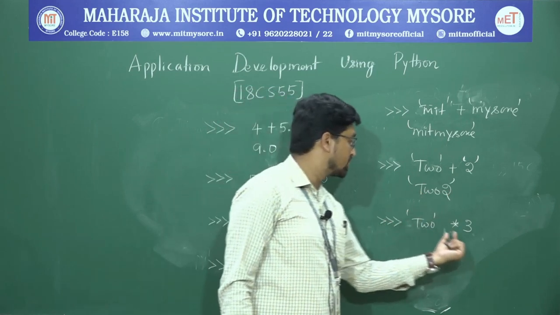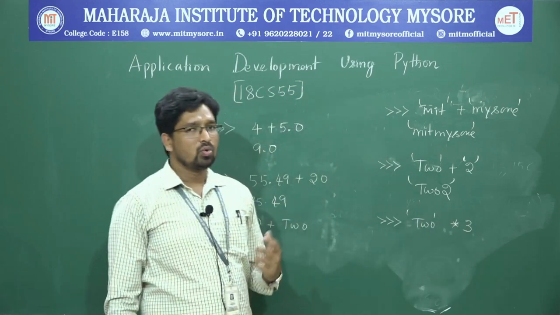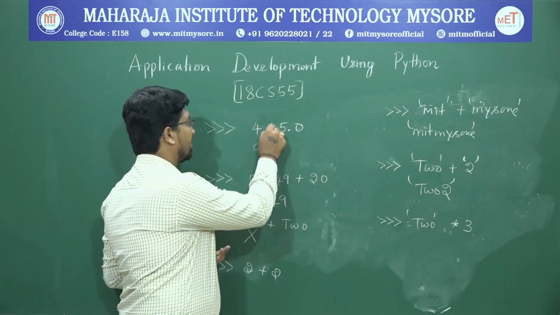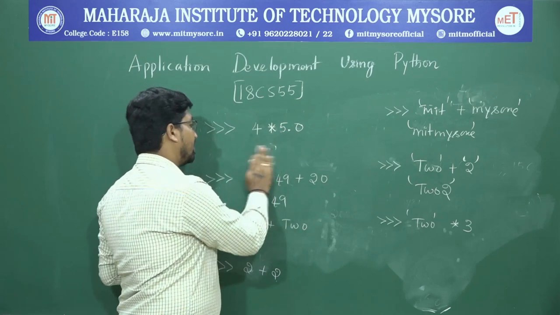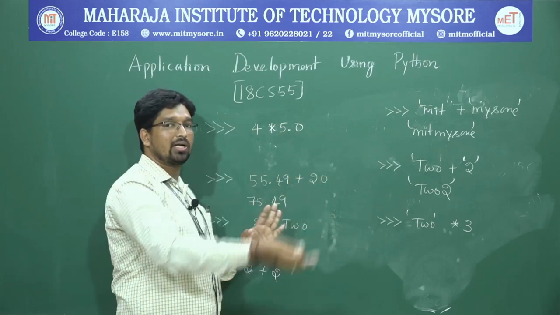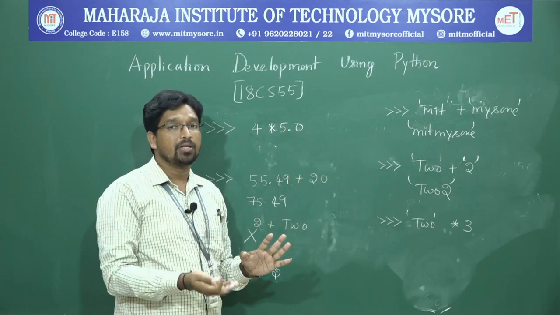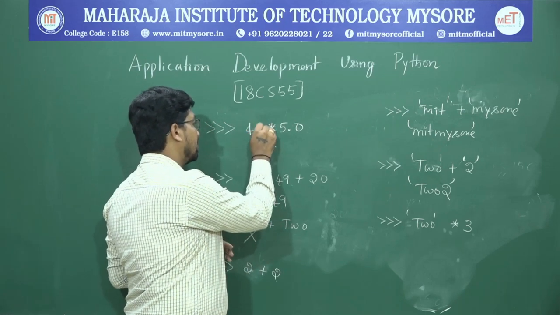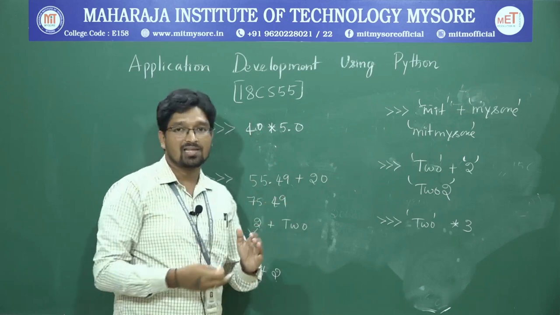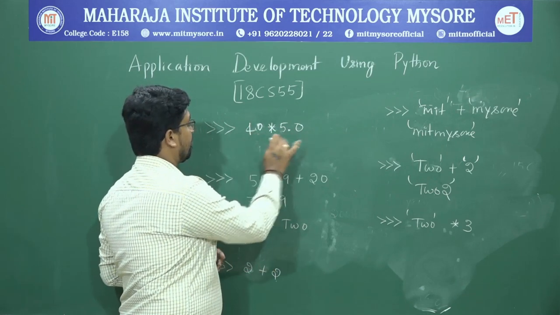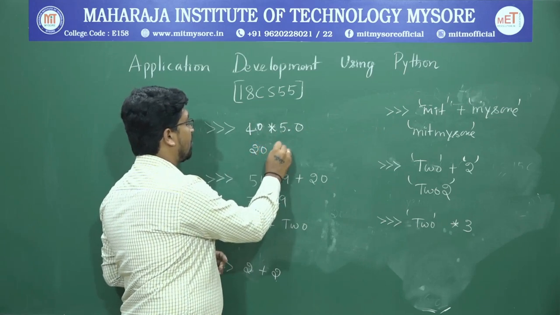Finally, I have 2 star 3. Can you perform multiplication again? If you perform 2 star 5.0, it is integer into float. Automatically, the Python interpreter will upgrade this 4 into 4.0. That conversion is called implicit data conversion. So 4.0 into 5.0 becomes 20.0.